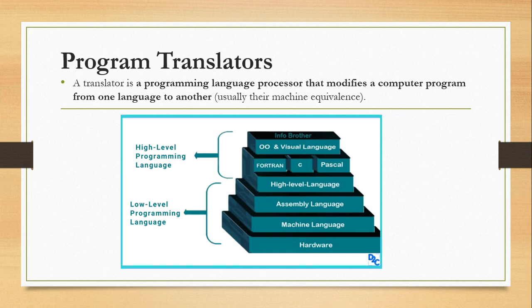Generally when we talk about translators, translators are simply programming language processors that modify the computer program from one language to another, usually to their machine equivalents. Now, why I added that phrase, their machine equivalent, is because translators do not really end with the compiler, interpreter and assembler, because in modern day programming we have what they call a transpiler as well.